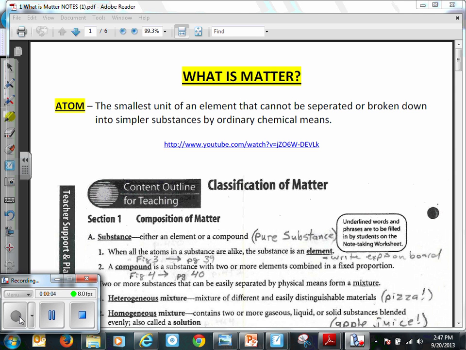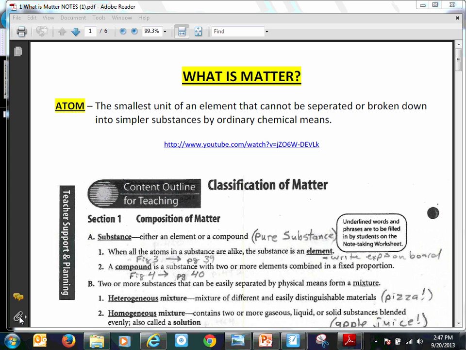This is the beginning of a new unit. We're going to take notes here for a little bit. And the question that we're asking ourselves is, what is matter? Here's the first definition that you need to know right here.